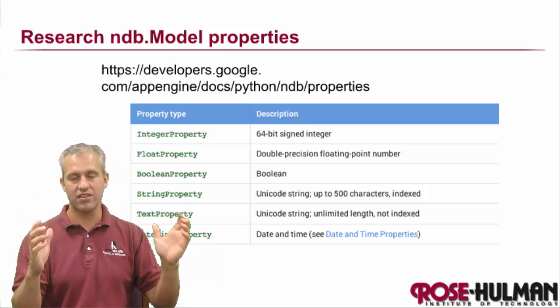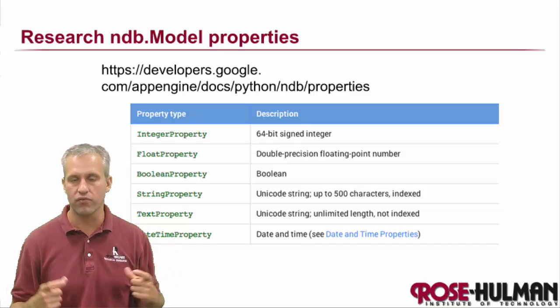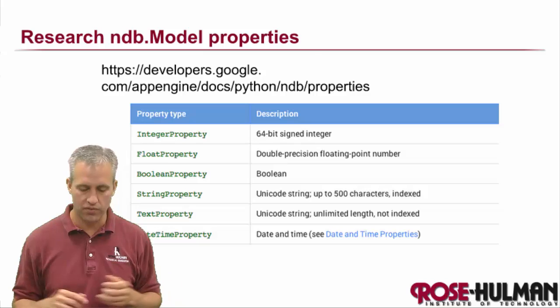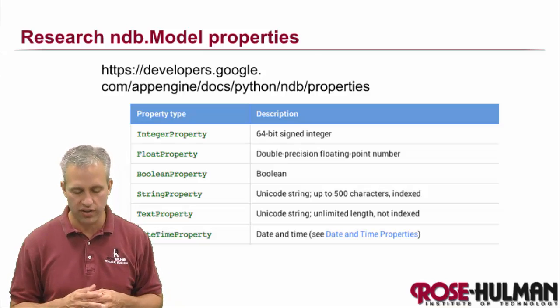That's the integer. Same with float. They just said, hey, it's a double precision. There's one variable type called float. We're not messing with floats and doubles. Boolean properties, that one's obvious. String property, that's what we're using here.